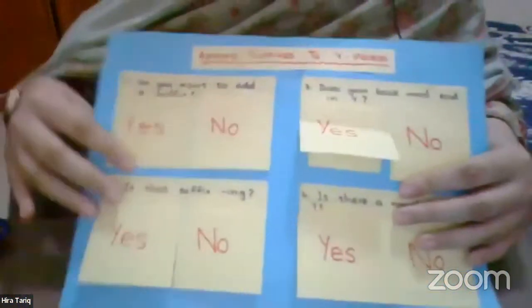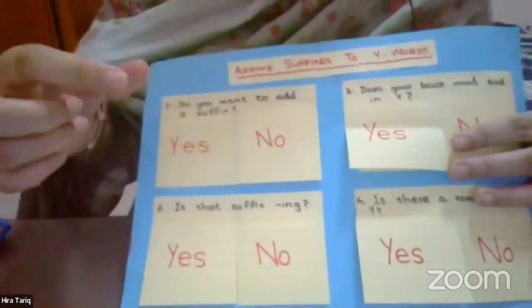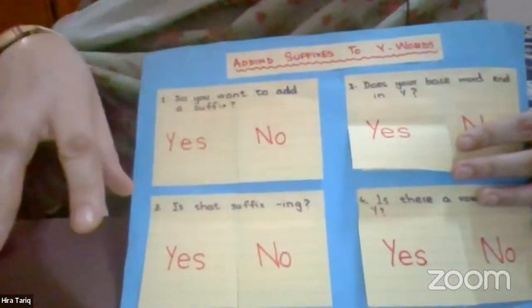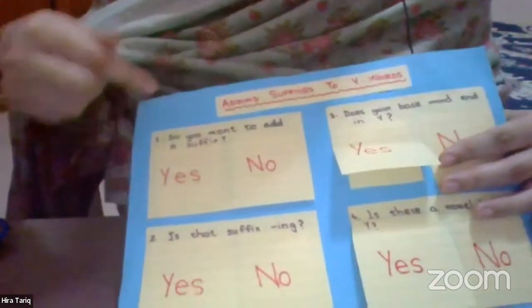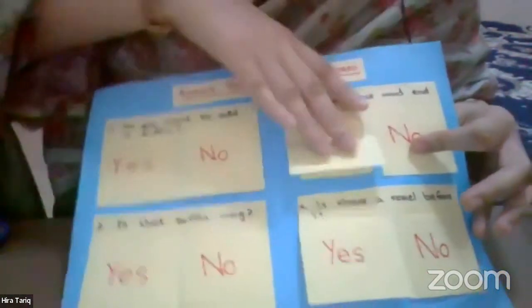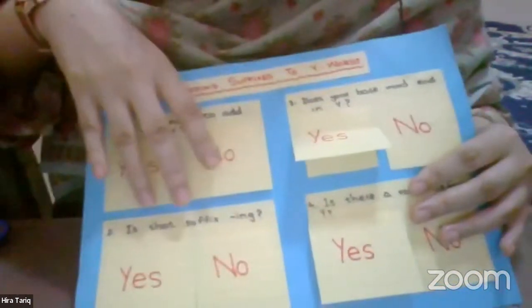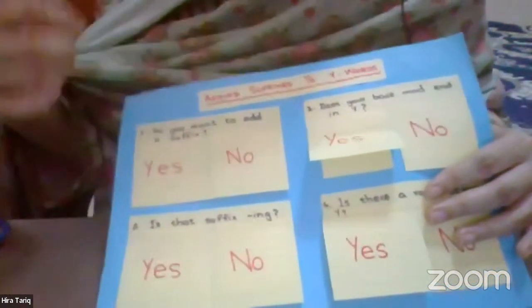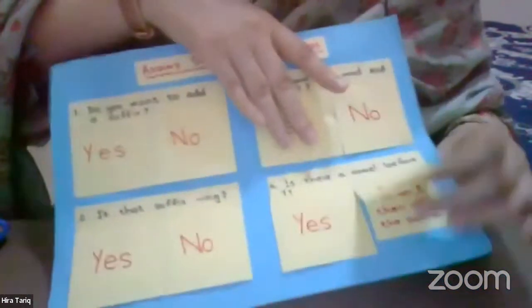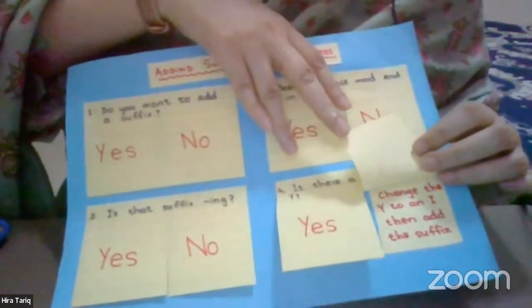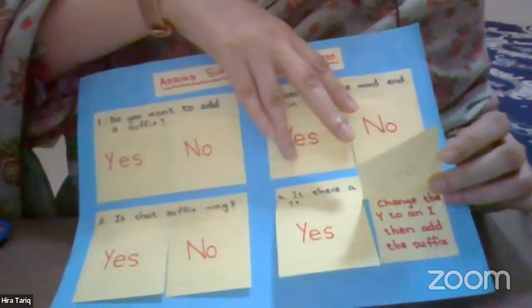So it's a kind of game. How you will play it, you will have some small strips of multiple words on one side. Child will pick up a slip, read the word, and will follow this chart. Okay? At the end, wherever he gets his answer, he needs to copy down the answer. For example, the word is baby, so he will follow everything, and then he lands here. He will change Y to I and write ES later.